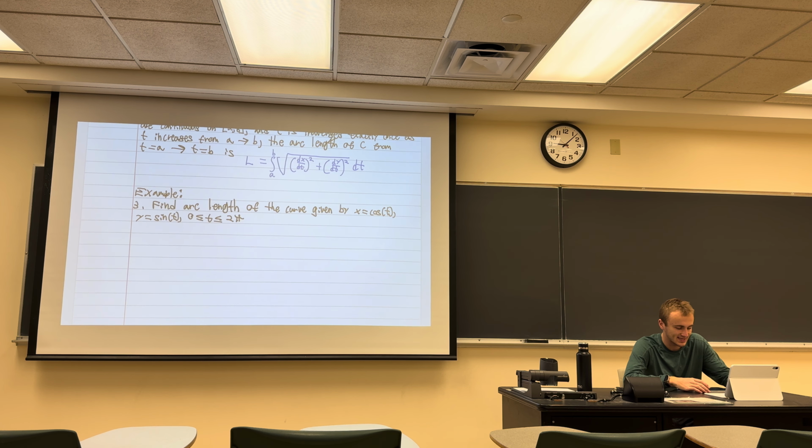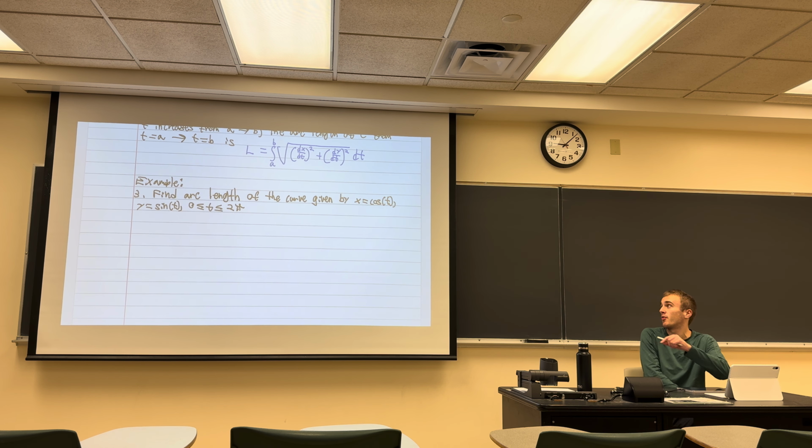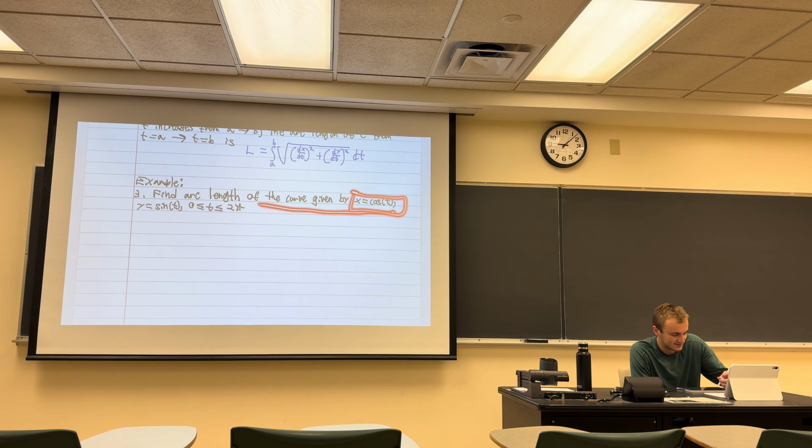So for this example, this is the final example we'll look at for today in this section, we just want to find the arc length of the given curve, given x equals cos of t, y equals sine of t on the interval 0 to 2 pi. So 0 to 2 pi, that's going to be our A, that'll be our B value.